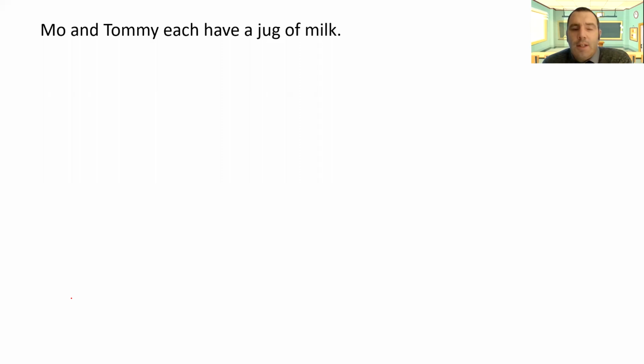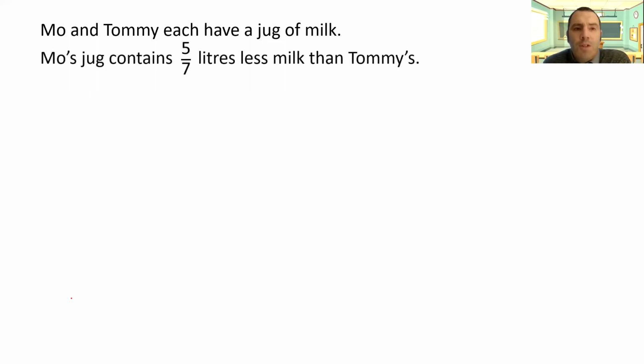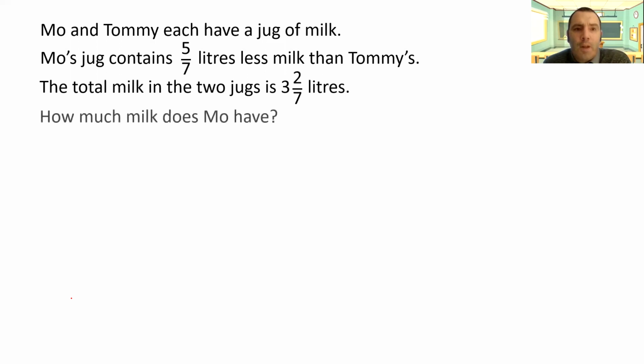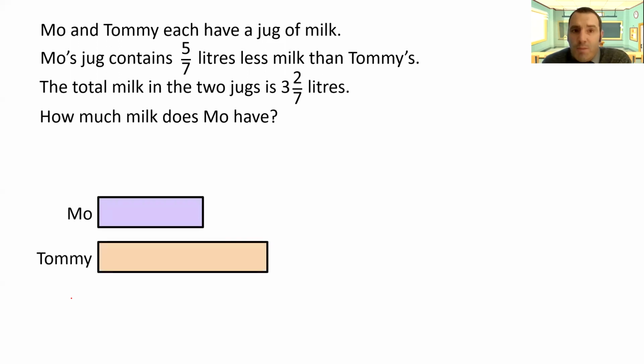So moving forward to something that's going to take a little bit of thinking, our reasoning question. Mo and Tommy each have a jug of milk. Mo's jug contains 5/7 of a litre less milk than Tommy's. The total milk in the 2 jugs is 3 2/7 of a litre. How much milk does Mo have? So Mo has this much milk. Tommy has this much milk. And together they have 3 2/7 of a litre of milk.